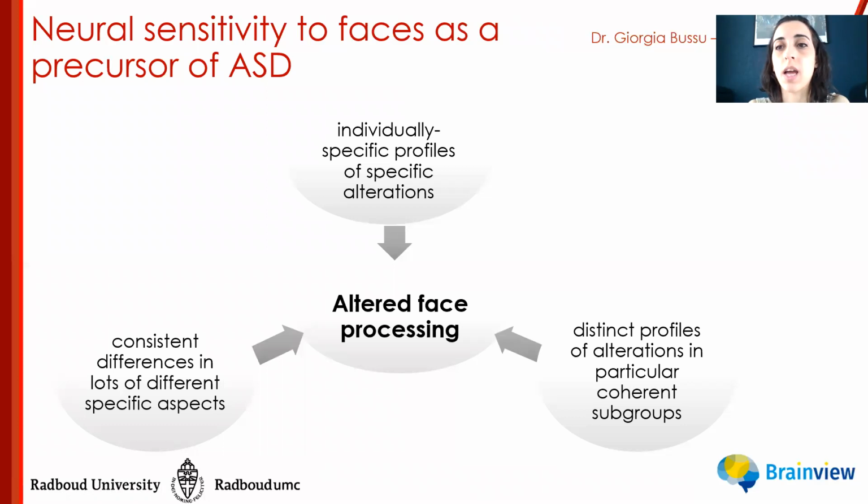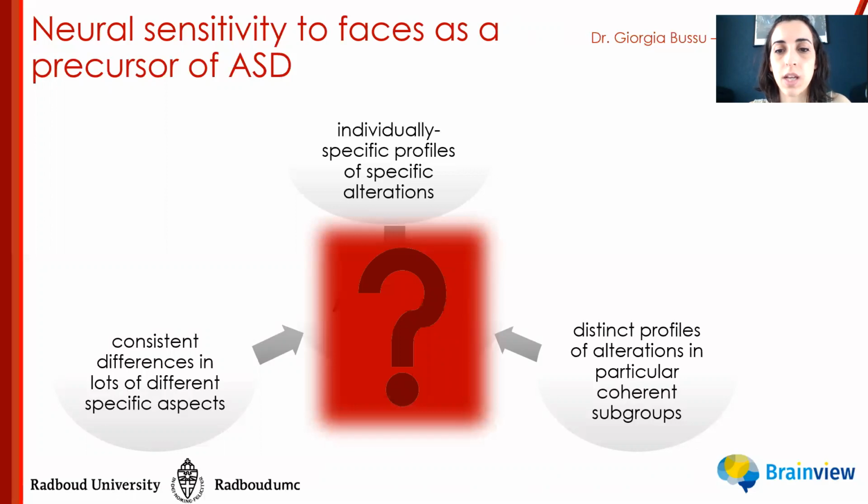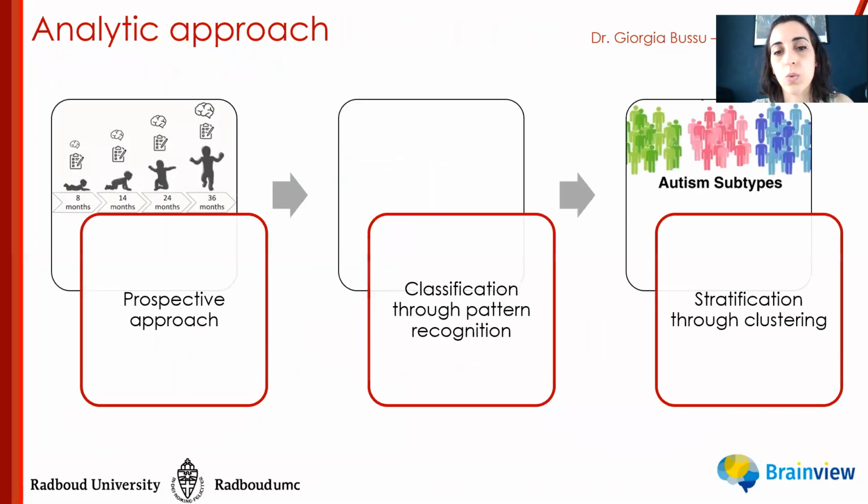We must say that previous studies have shown diverse findings supporting the idea of altered face processing in emerging ASD. However, this diversity can be due to consistent differences in many different specific aspects of face processing, but it can also be due to individually specific profiles of alterations, or different profiles of alterations coherent in specific subgroups of ASD. So how can we test whether one or another of these hypotheses is true? Well, group-level studies have not succeeded in doing so far, so we opted for novel, individual-level approaches that could help us understand the pattern behind such diverse findings in altered face processing for ASD, in infancy at least.